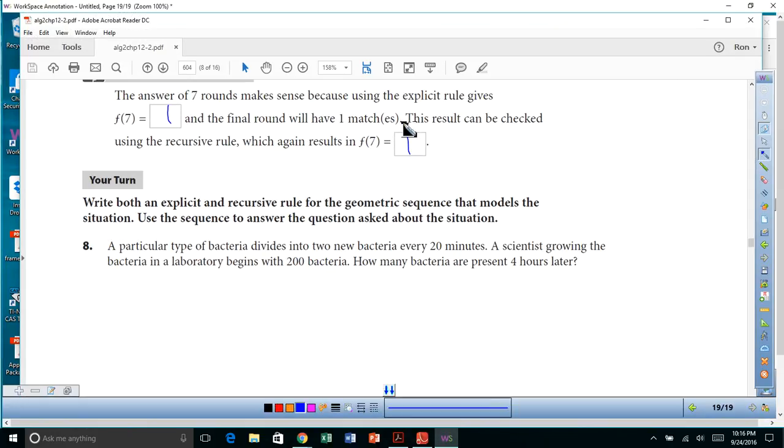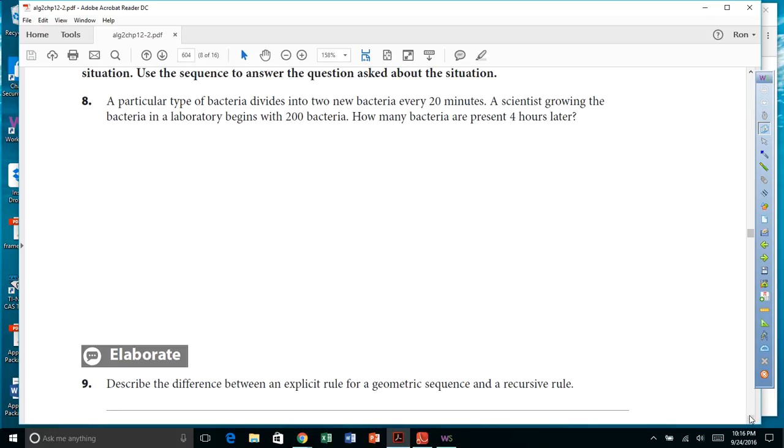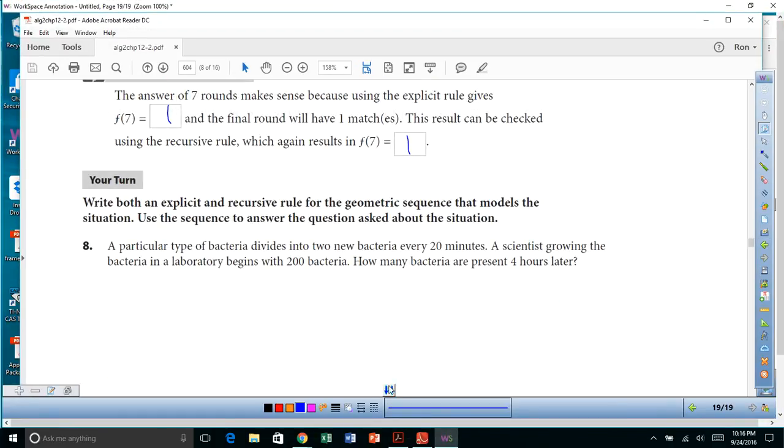Write both an explicit and recursive rule for the geometric sequence that models the situation. Use the sequence to answer the questions asked about the situation. A particular type of bacteria divides into 2 new bacteria every 20 minutes. A scientist growing the bacteria in a laboratory begins with 200 bacteria. How many bacteria are present 4 hours later?